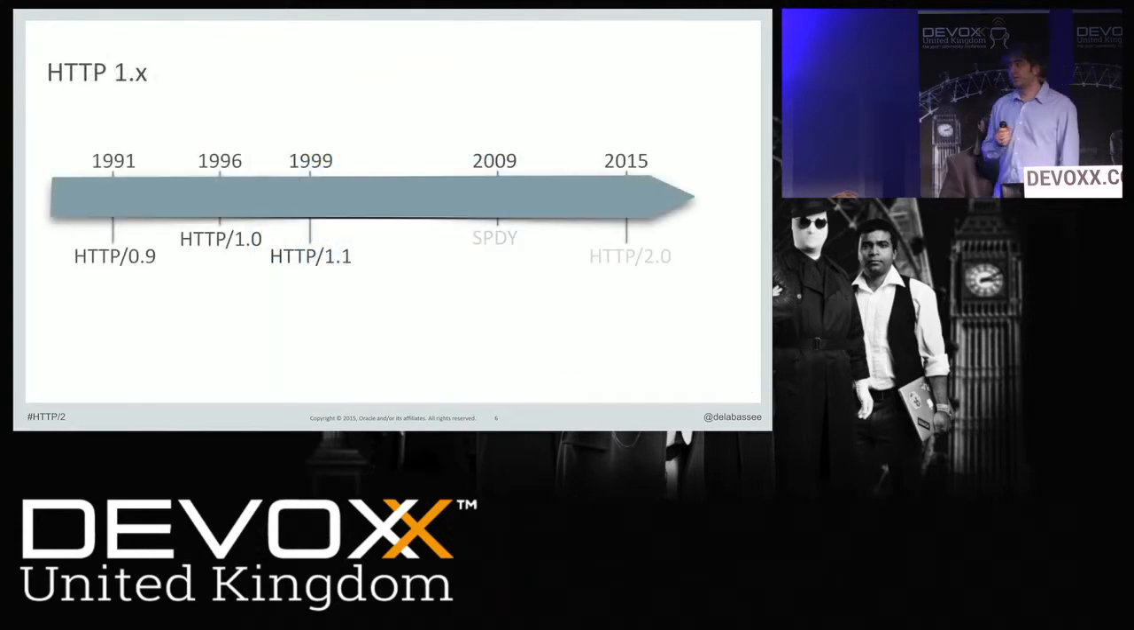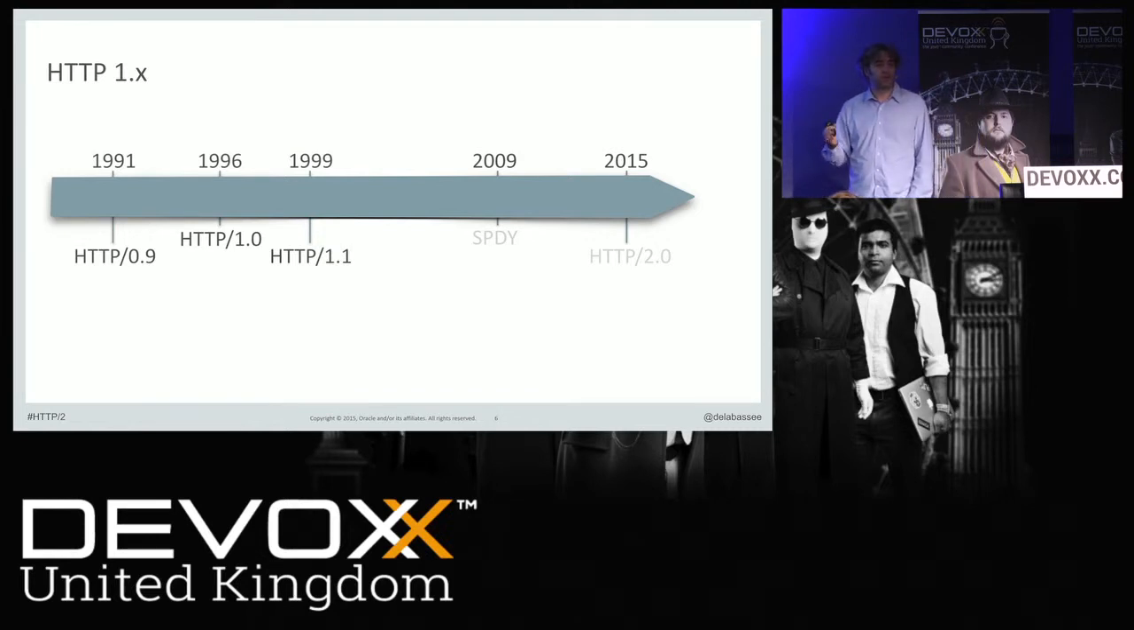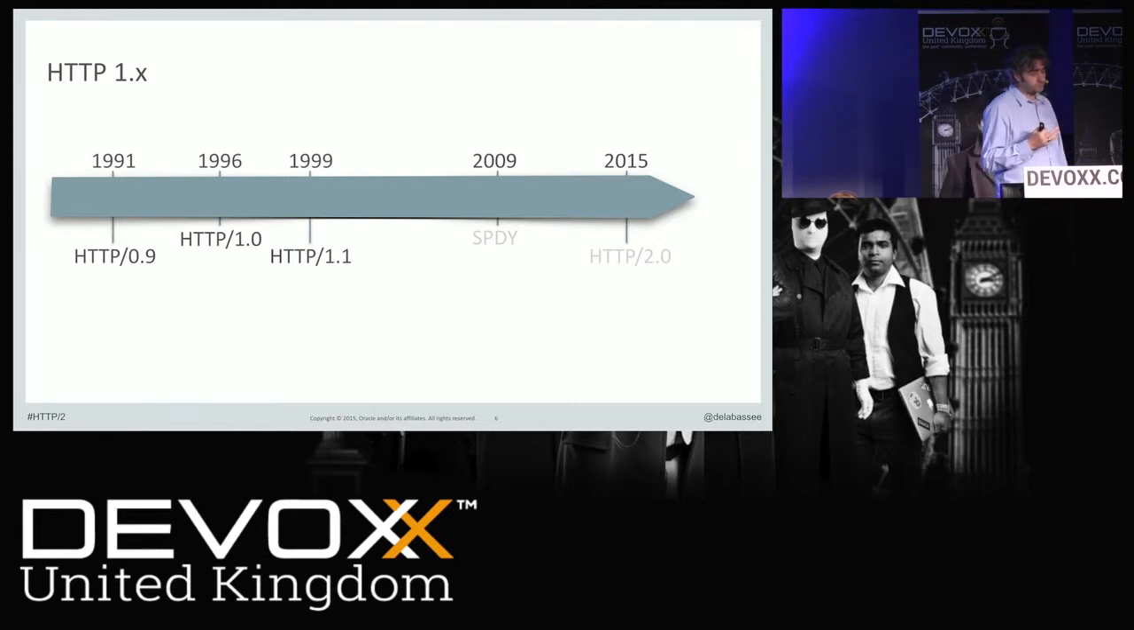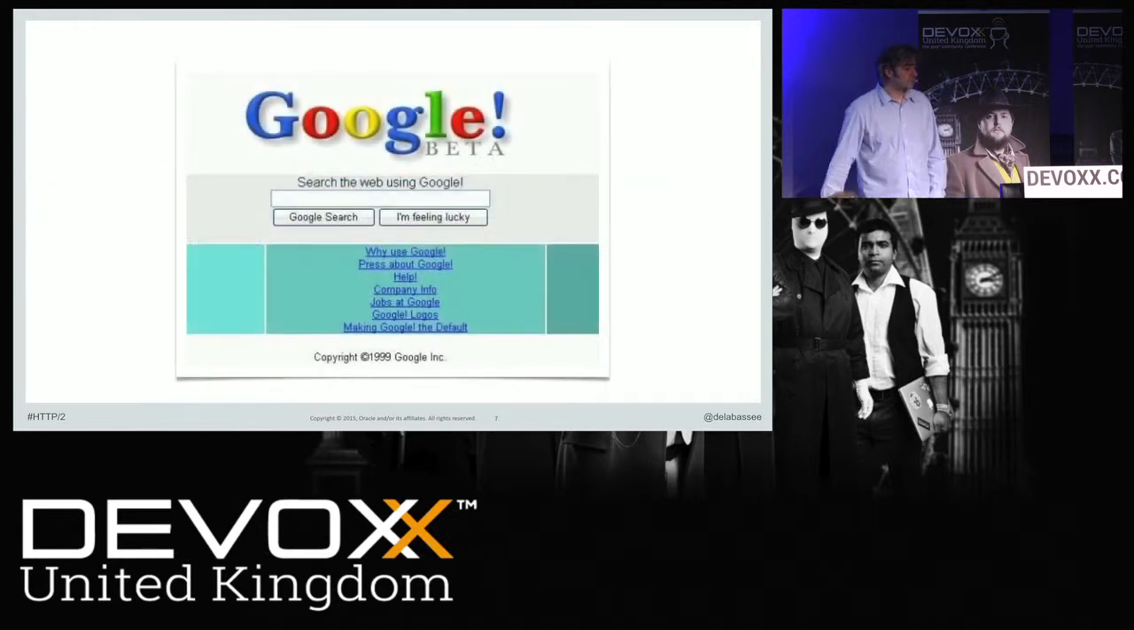Right now, we are still using HTTP 1.1 in most cases. And you have to know that HTTP 1.1 is a very old protocol. It was standardized in 1999, so 16 years ago. This was Google in 1999.